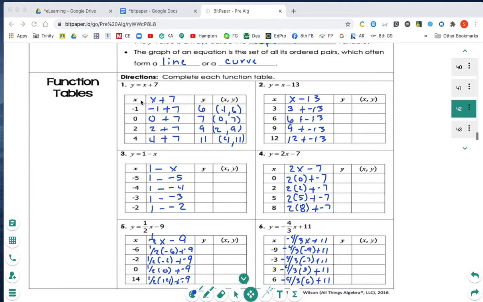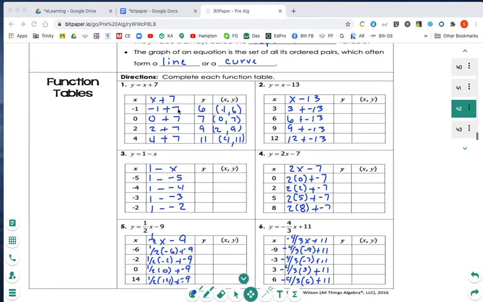So you'll notice I took my function x plus 7 and I put my -1 in for x. So now I have -1 plus 7. Then I'm going to put my 0 in for x, 0 plus 7. Then I'm going to put my 2 in for x, 2 plus 7. And I'm going to put my 4 in for x, 4 plus 7. Now I'm going to generate my output.